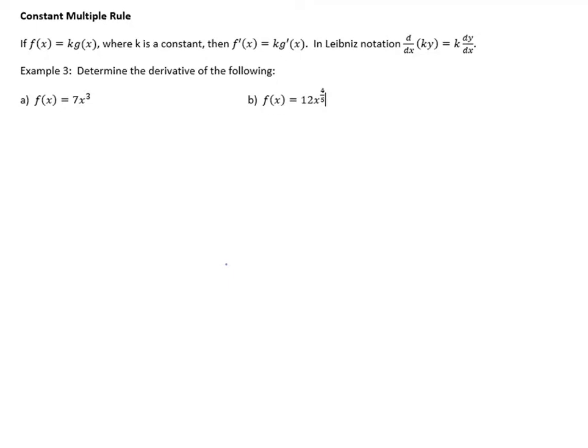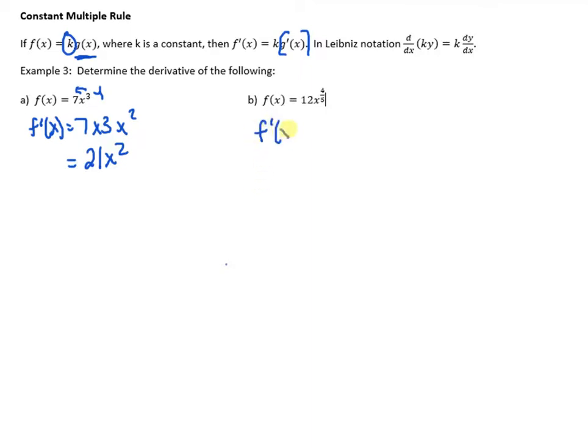The next rule is the constant multiple rule. So basically, if we have a constant multiple in front of the equation, you can pull it out and just take the derivative of the equation. So we have f prime at x equals, so from 7x to the 3, we're going to just write the 7, but now we bring down the 3, and then we subtract 1 from the exponent. So this one's 21x squared.